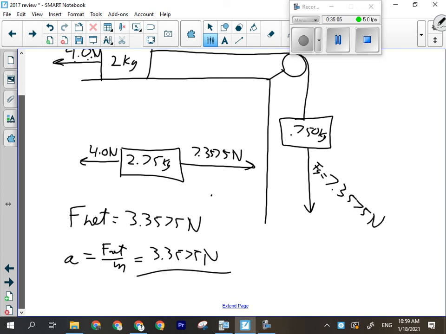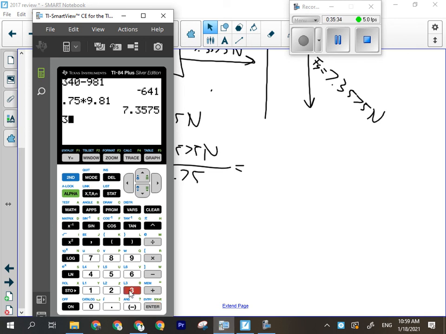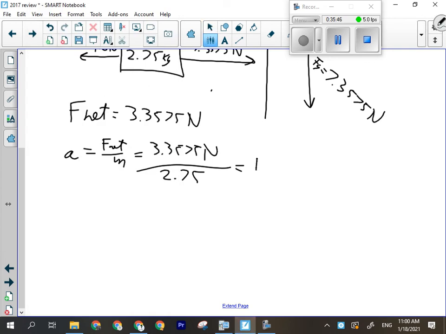That's the trick with systems. Whenever you get the net force, you have to divide it by the mass of the system in order to get the acceleration of any part of the system. The only thing that we can add to this that's unique to the 2 kilogram mass is its direction. It's accelerating to the right, whereas the other mass is accelerating down. But their accelerations are going to be the same because they're attached, and all parts of the system have to behave together. So 3.3575 divided by 2.75. The acceleration of the cart will be 1.2 meters per second squared.